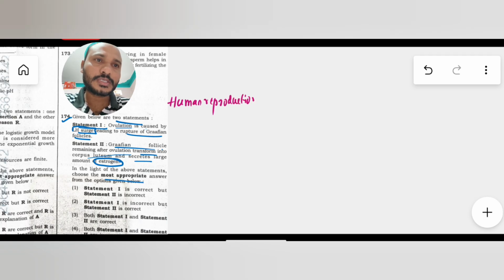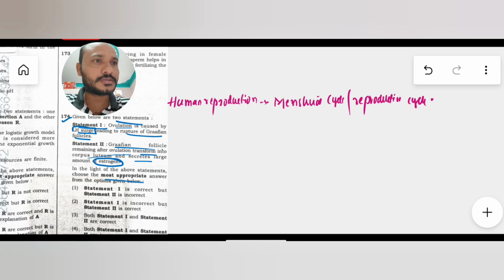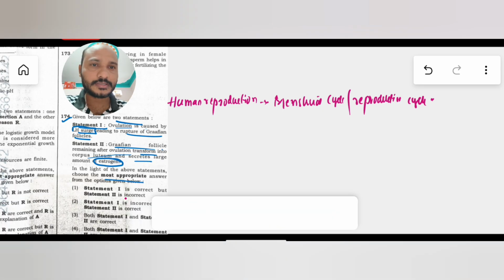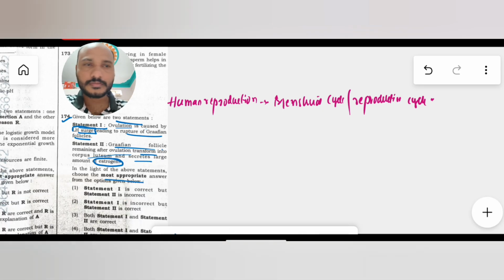In human reproduction, these questions mainly come from ovulation regulation, meaning the menstrual cycle, also called the reproductive cycle. So in this, these questions get framed. And here let's start with some introduction about the menstrual cycle or reproductive cycle. Generally the menstrual cycle and reproductive cycle occur in female primates only.